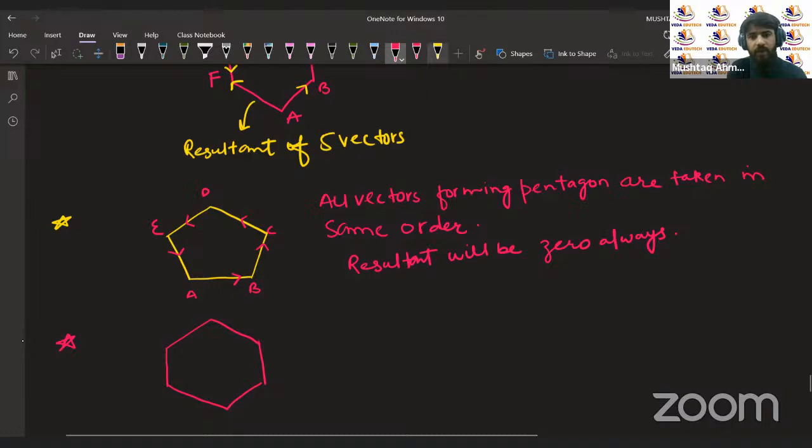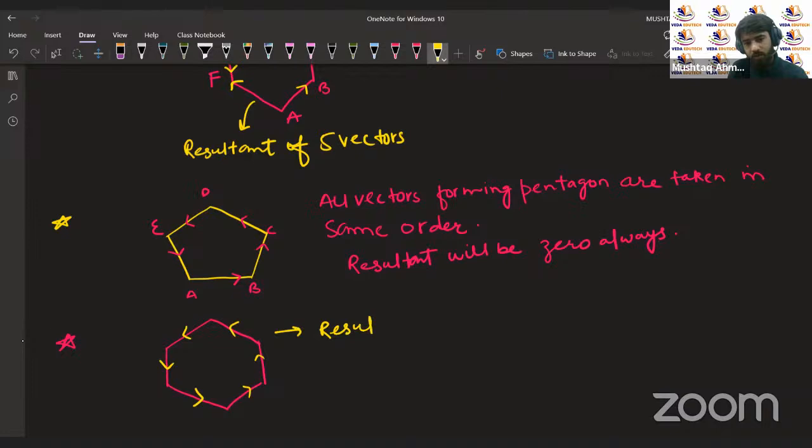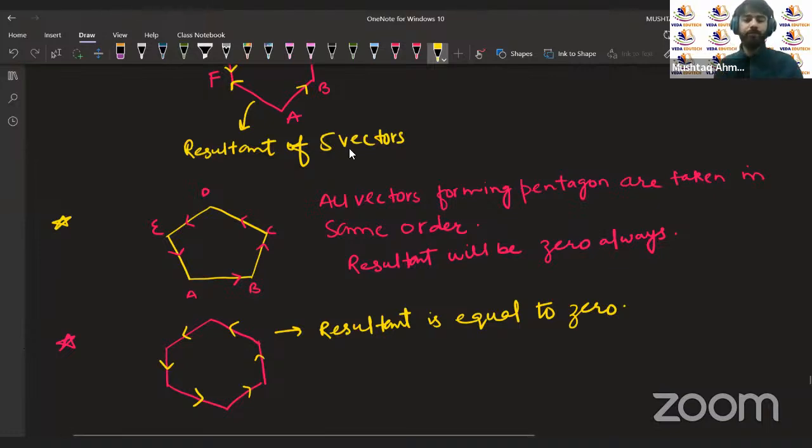So even if we take a hexagon here and we're taking all these vectors in the same order, the resultant is once again going to be zero. So resultant will be zero.